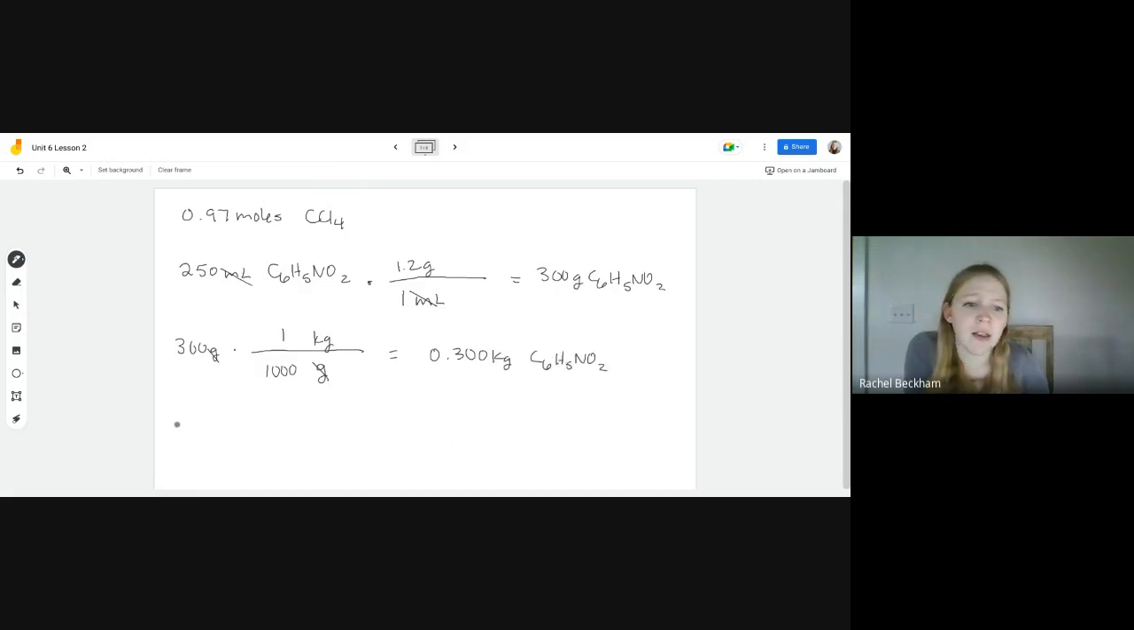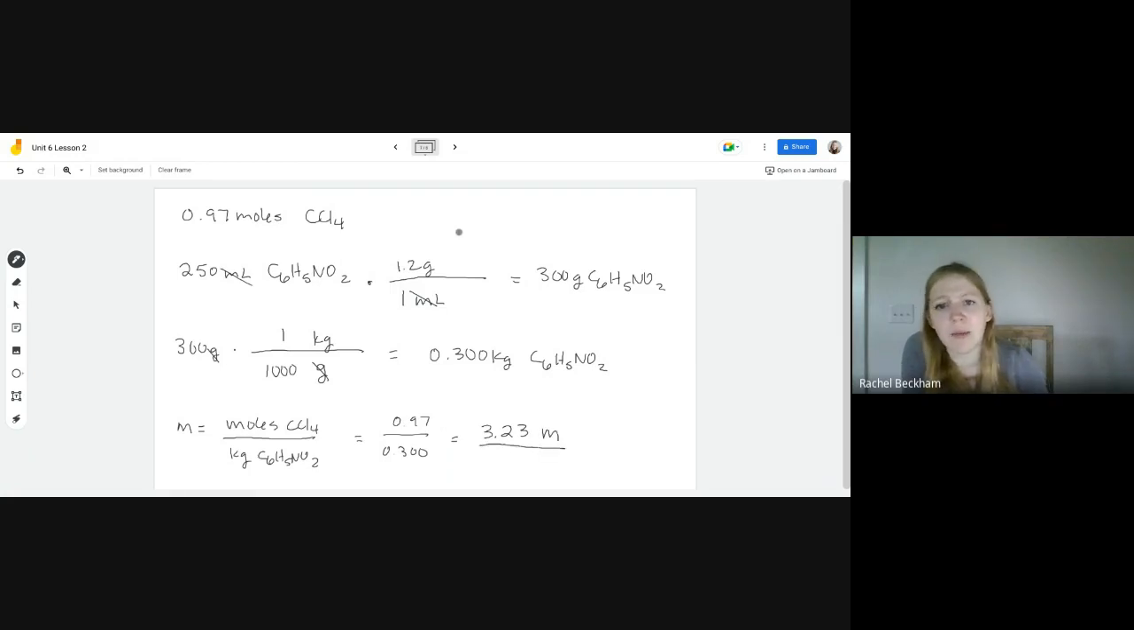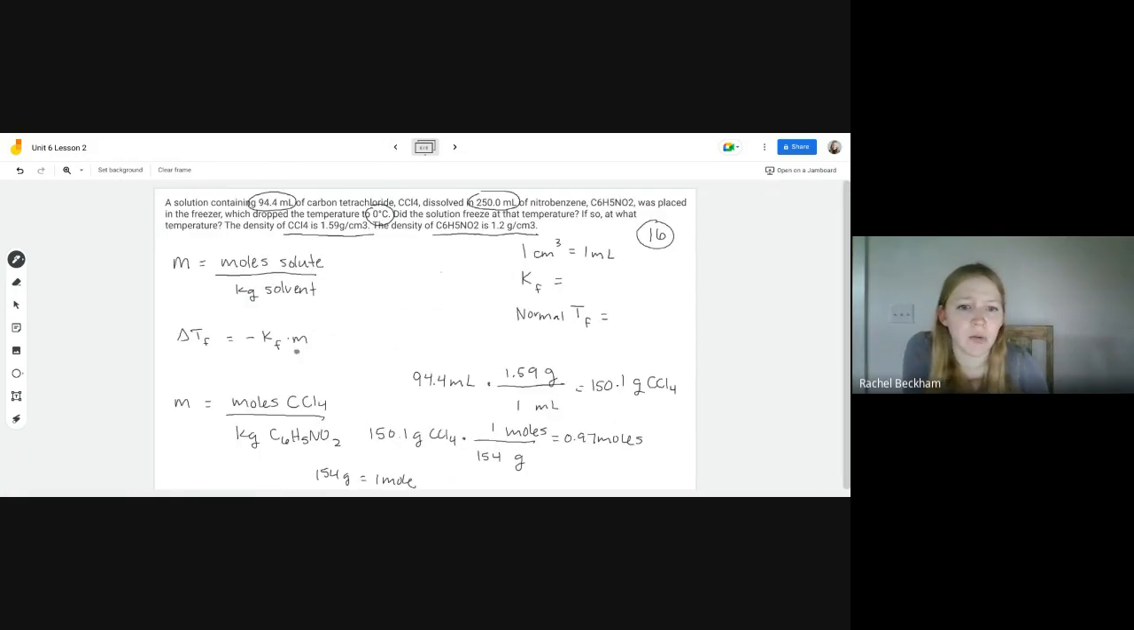Remember that molality is moles of the CCl4, the solute, divided by kilograms of C6H5NO2. So it's going to be 0.97 divided by 0.300, making sure that my units are all correct. And I get 3.23 repeating for my molality. That is my molality that I'm going to plug in right here.